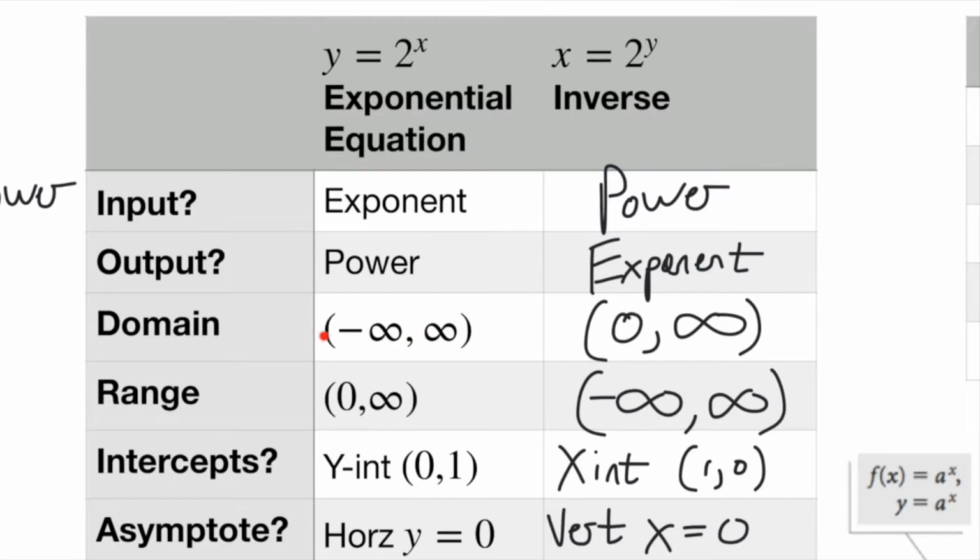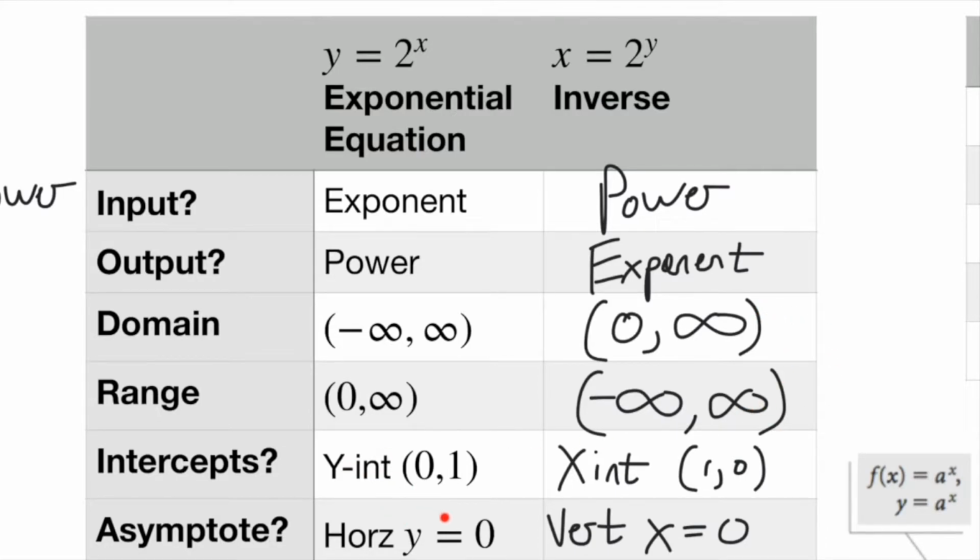Anyway, we've got a domain here from negative infinity to positive infinity. Here, the exponent could be positive or negative, and then the range will always be 0 to infinity, at least in this particular equation. That gets switched. Our domain is no longer all real numbers. Our domain is only going to be the numbers from 0 to infinity, all positive numbers. And then the range will be from negative infinity to positive infinity. It gets switched in the inverse.